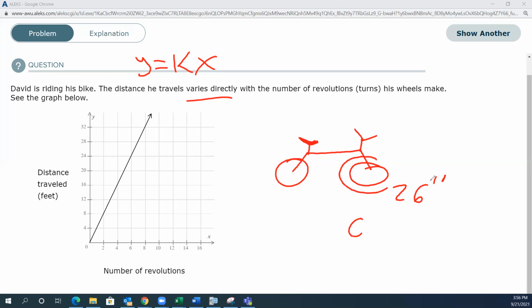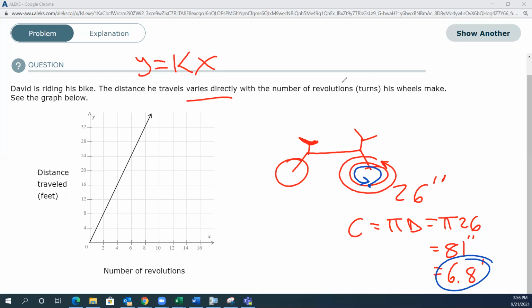So what would be the distance around? That'd be the circumference, which is pi times diameter. And so pi times 26 inches is about 81 inches, which is about 6.8 feet. Okay. So every time the part touching the road comes back around, he's gone just about 7 feet. So that's what they mean by a number of revolutions. How many times has the wheel gone all the way around?